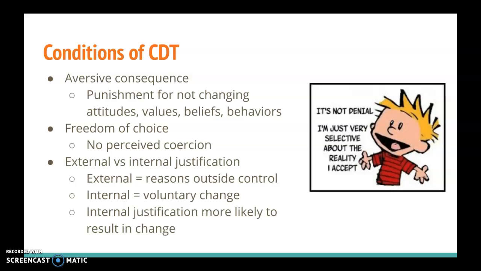So in order for cognitive dissonance theory to work as a persuasive method, there must be an aversive consequence, so some kind of punishment. The audience must feel like they have the freedom of choice, and we should try to use internal justification to accept the change.